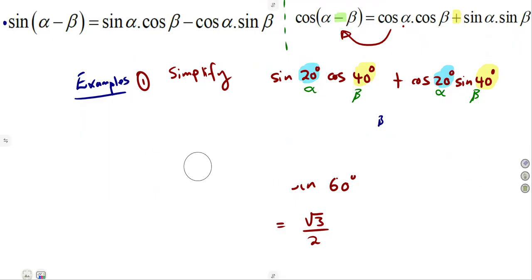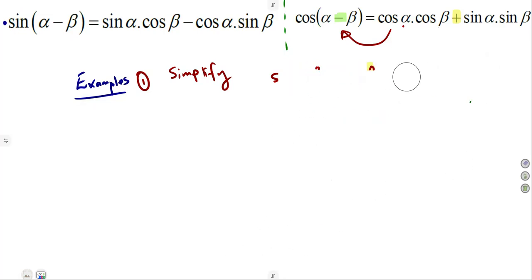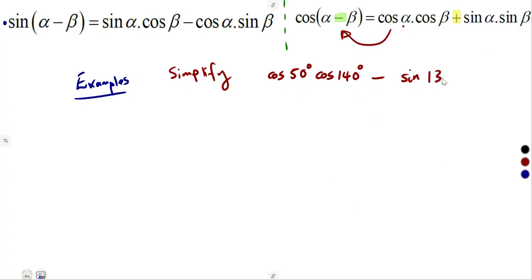All right, let's look into another question. Again, it is to simplify. Let's consider the second one: simplify the cos of 50 degrees, cos 140 degrees, minus the sine of 130 degrees, sine of 220 degrees.